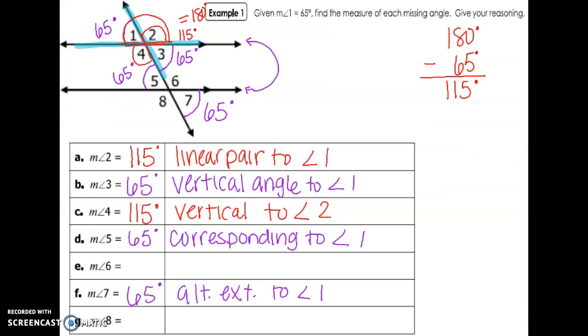So I could say, well, I'm going to look for its corresponding angle. For angle 2, that's angle 6 right here. So I know the measure of angle 6 is also 115. Oops, don't forget degrees. So you could say corresponding to angle 2. I want you guys to find the measure of angle 8 using any one of those rules. Remember, there is no one correct right answer. There's quite a few. So find number 8, come in and check with me, and then we'll have a little discussion about the rest of the page.